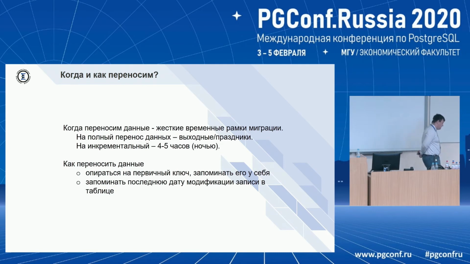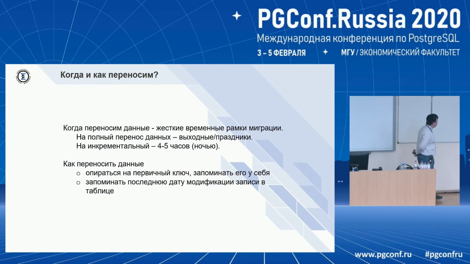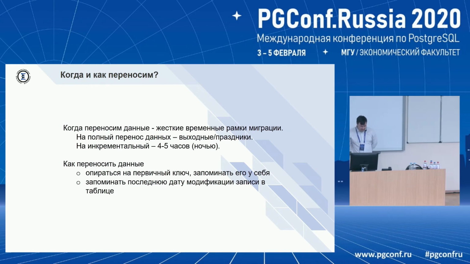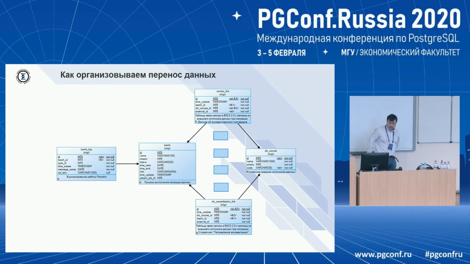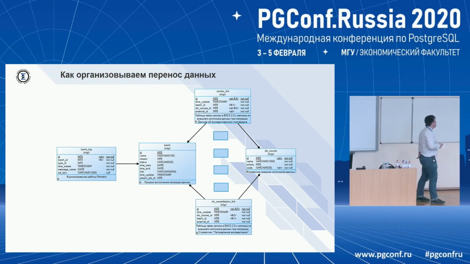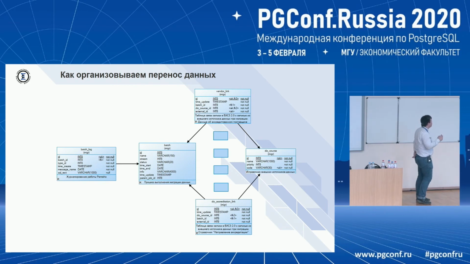So when we are transferring data, we have 2 full days, weekend days, for the full migration. Incremental migration is for 5 hours per night. So we have a primary key. If we talk about the migration itself, we remember the modification date, so that's how it looks. What we did here is we organized a batch log, a batch that starts the commands, the jobs. That's the job from Pentaho.